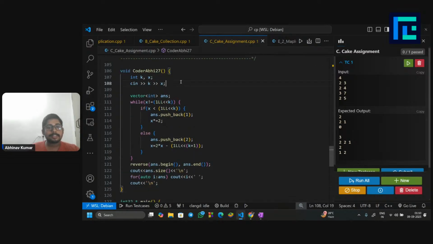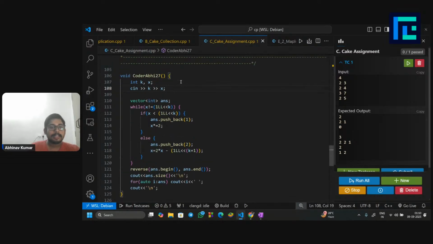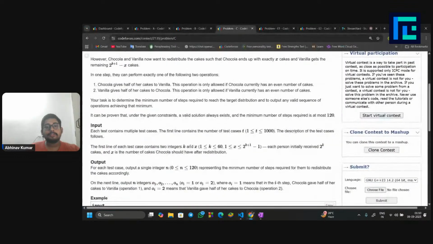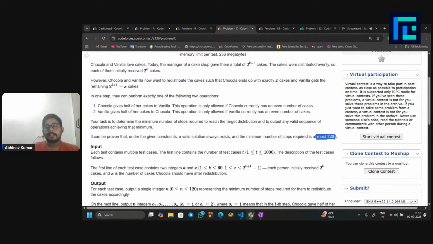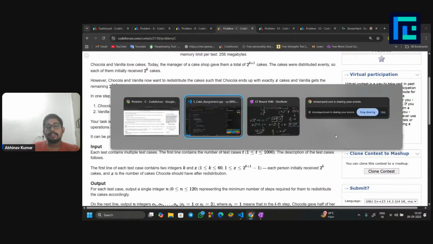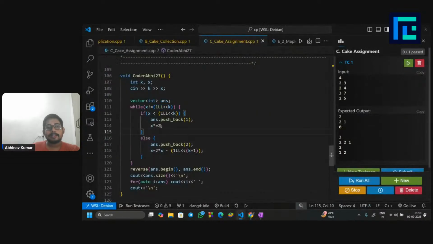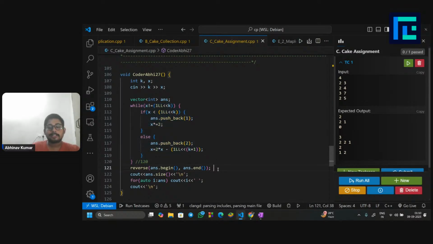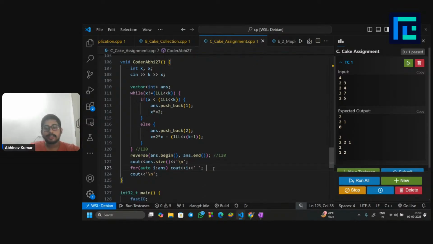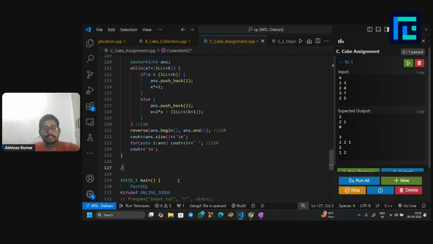If you analyze the time complexity, this is just input part. Then this while loop, as we know from the problem statement, our answer would have at most 120 steps only. So this while loop is running at max the number of steps in our answer, so this would run at max 120 times. Reversing the vector would also take at max order of 120, the size of the vector. Printing it would take at max 120. Okay, so we can say that the time complexity would be at max order of 120 only.